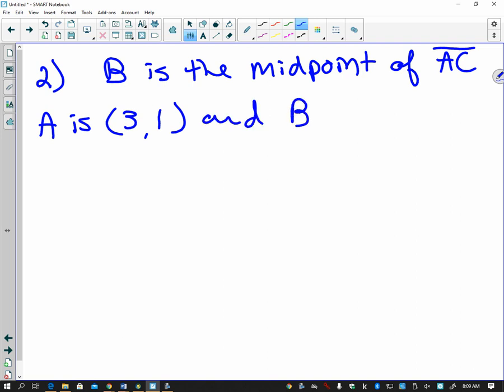And B. Somebody give me coordinates for B. Anything. 1, 3. Okay, 1, 3. Okay. Find C. Okay, find C coordinates.